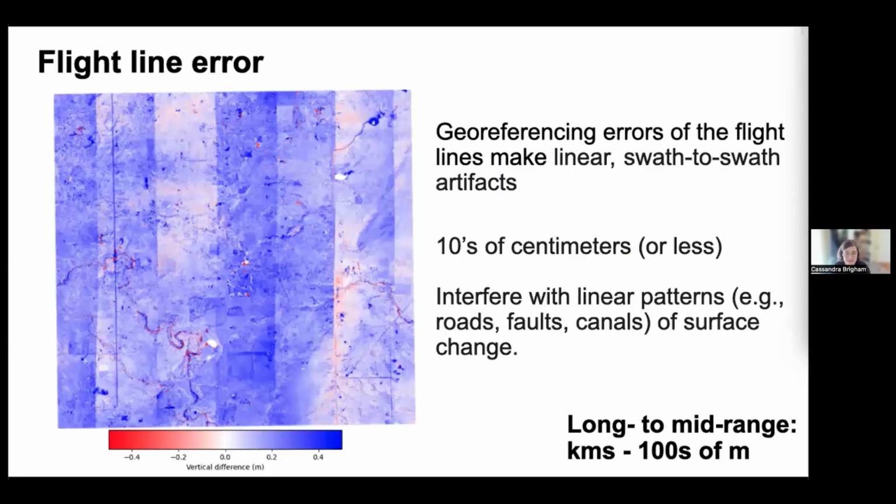We also get flight line errors, and this is happening at the range of about a kilometer to hundreds of meters. Airborne LiDAR surveys are typically conducted along multiple parallel and overlapping paths or flight lines. They are due to georeferencing errors from the equipment in the plane. They make these swath-to-swath artifacts of about 10 centimeters or less, and they can really interfere with linear patterns of real change that you see in the differencing areas.